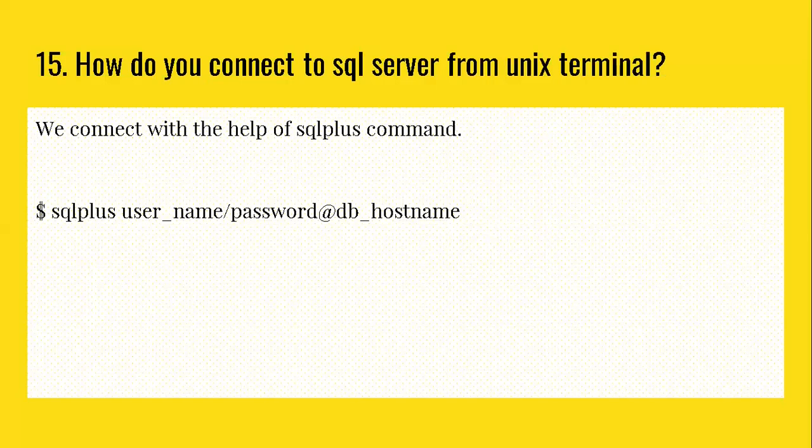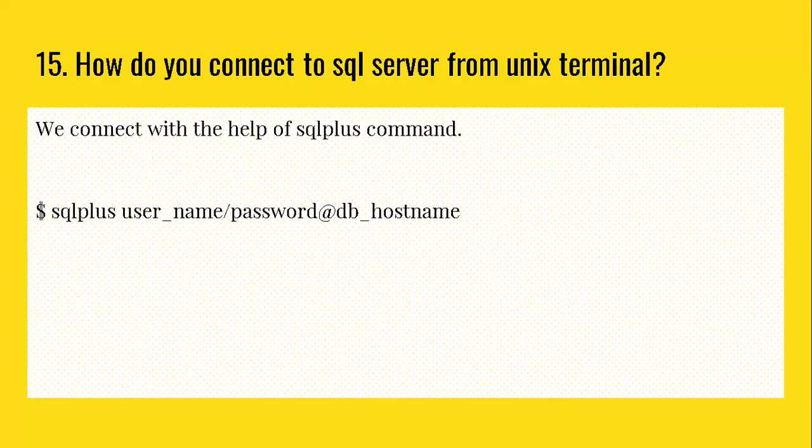So next is how do you connect to SQL Server from the Unix terminal? You connect to SQL Server from the Unix terminal with the help of the sqlplus command. The syntax is sqlplus username/password and then after that you can add @ and the DB hostname. If you don't mention the password, if you just want to connect to the server, just mention the username and then @hostname, and then it will ask you for the password later. To use the password, you can use hidden files so that no one can see the password in the script.